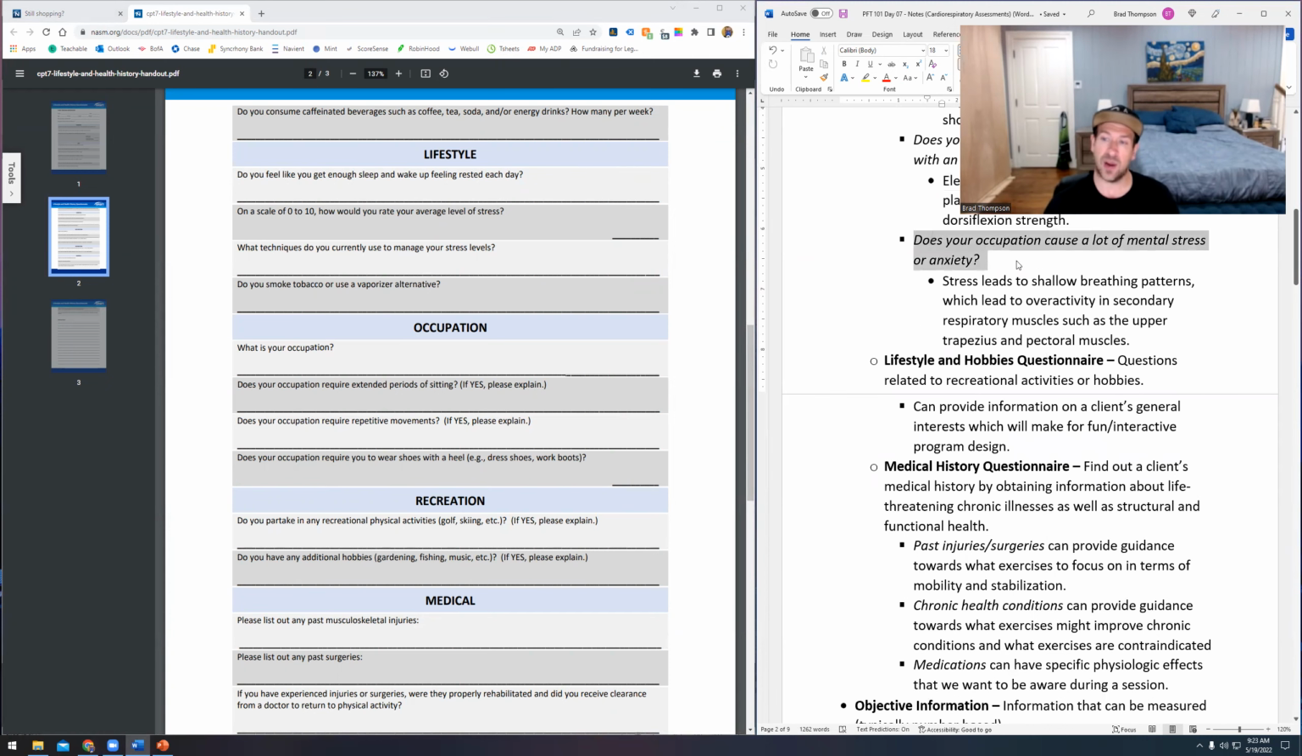Does your occupation cause you a lot of mental anxiety or mental stress? Stress generally leads to shallow breathing patterns, breathing like this. See how much my shoulders are moving, right? So that often leads to secondary respiratory muscles tightening up. That's usually your upper trapezius and your pectoralis major and minor. So those upper cross syndrome muscles can actually get tightened up just by being stressed out, you know?